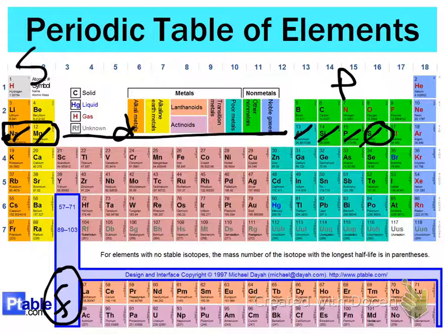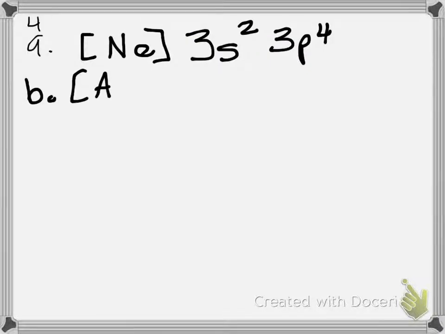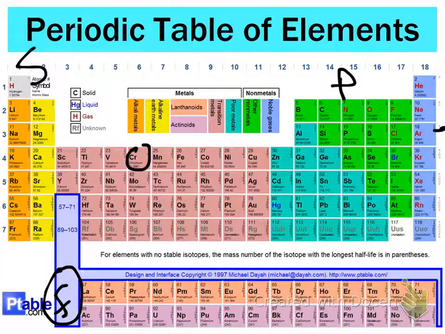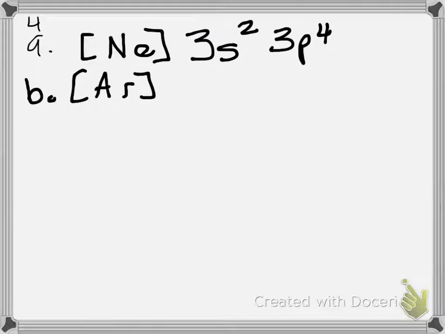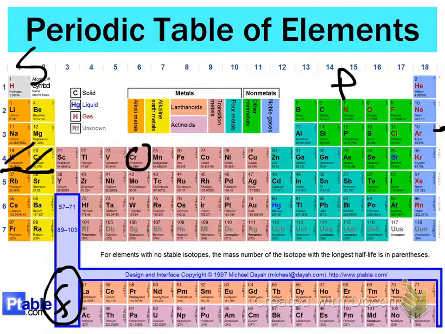For the next one, we're doing chromium. Chromium has the elemental symbol Cr, so that means it's right here. The nearest noble gas before it is going to be at the end of group 3, because chromium's in group 4, so that's going to be argon. So we'll put argon in brackets. Okay, so we got that. And then we would say energy level 4, angular momentum shape is S, and I go through both of those to get to chromium. Whoops, too far. So that knocks those ones out.